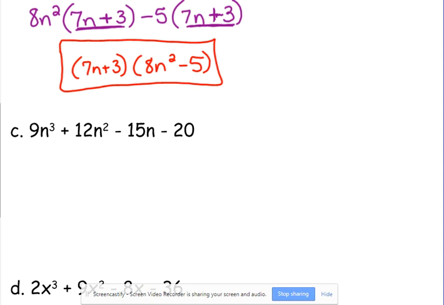9n cubed plus 12n squared minus 15n minus 20. Okay, pair them together. 9 and 12, take out a 3, n cubed and n squared, take out an n squared. 9 divided by 3 is 3. n cubed divided by n squared is n. 12n squared divided by 3n squared is plus 4.